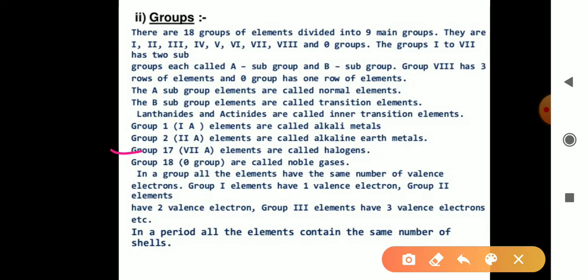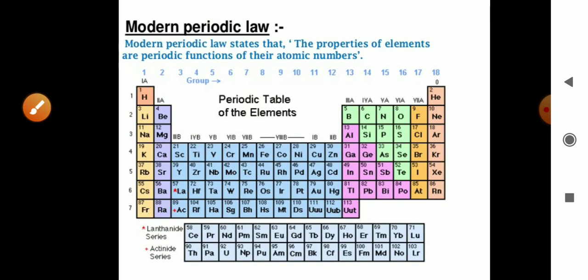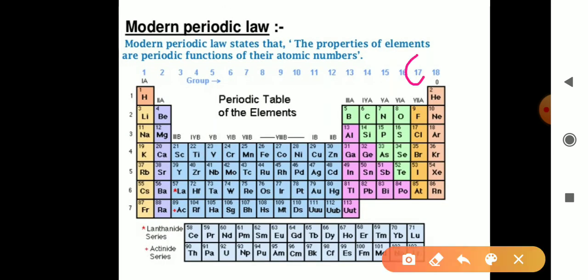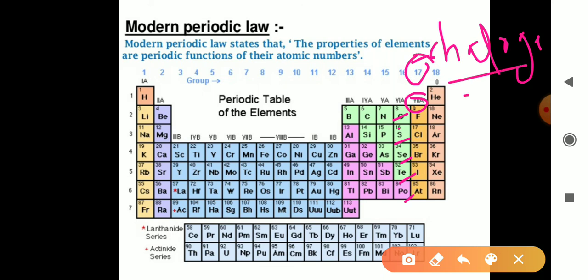Then group number 17, that is 7A elements, are called halogens. Group number 18 or 0 are called noble gases. Again see group number 17, that is this one, also called 7A. All the elements in 17 are called halogens. So which are halogens? Fluorine, chlorine, bromine, iodine, and this last one is astatine. So these elements in the 17 are called halogens.